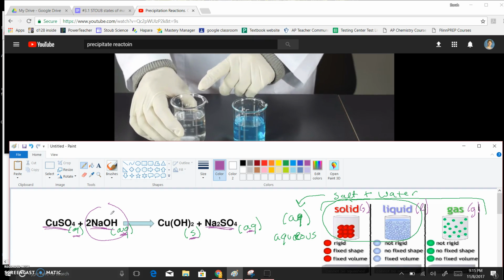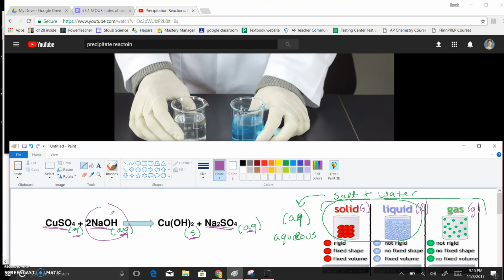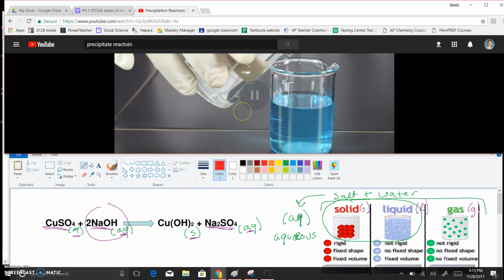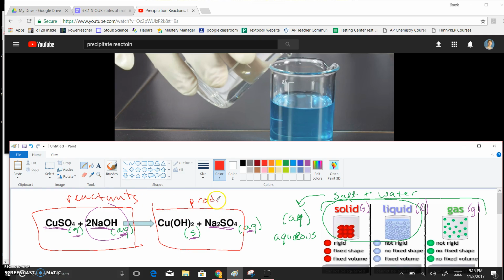Not all substances dissolve in water. We'll talk about that in the next couple weeks. So now he's going to take these 2 substances. Now he suddenly has his 2 reactants. Let's pause it. This side right here are your reactants, and this side right here are your products. He's going to take the 2 reactants, the copper sulfate, which is the blue stuff, and the sodium hydroxide, which is the clear stuff, and mix them together, and he's going to get the 2 products on the other side.